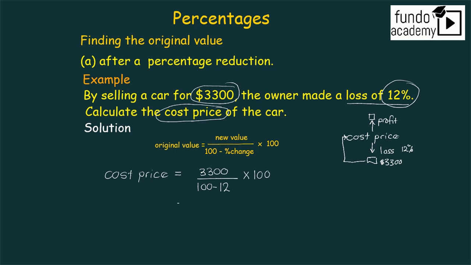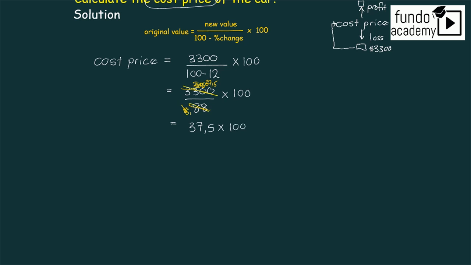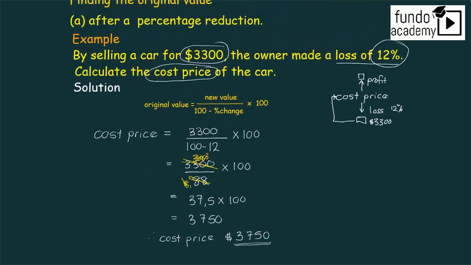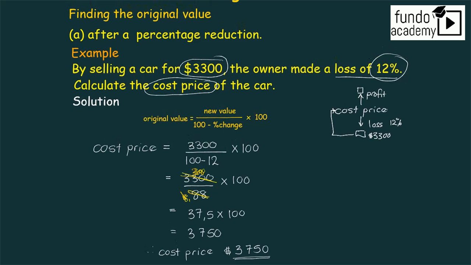So what's next for me is just to simplify. 100 minus 12 will give me 88, and that's multiplied by 100. So that's 37.5 multiplied by 100, and this will give me 3,750. So therefore we are saying that the cost price in our case is 3,750. Right, so that is the value of the cost price.